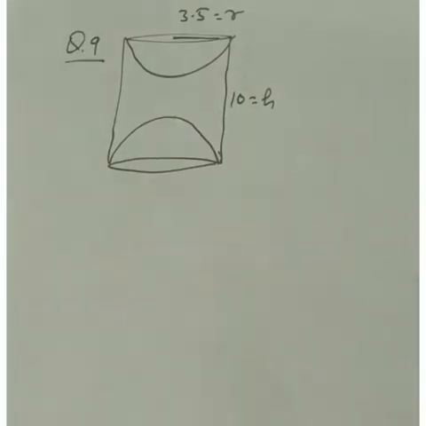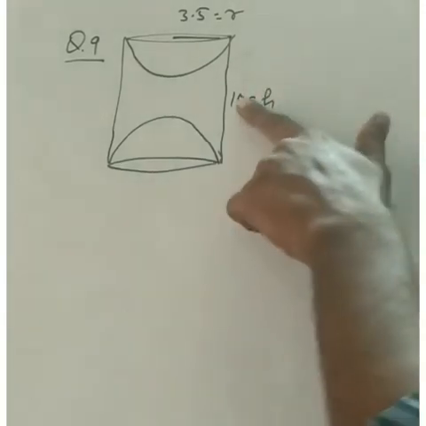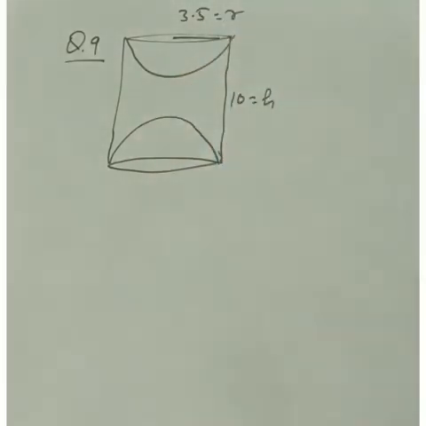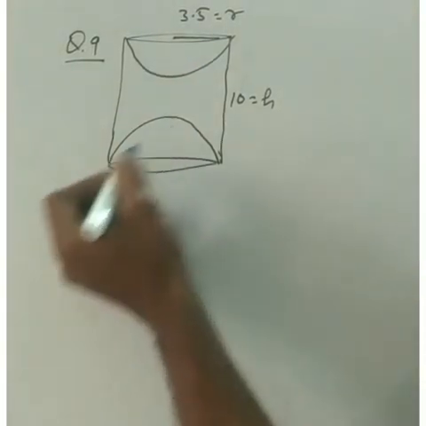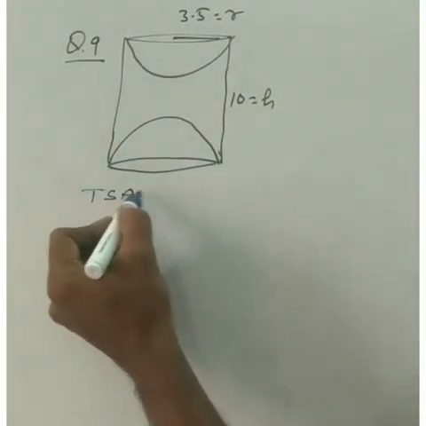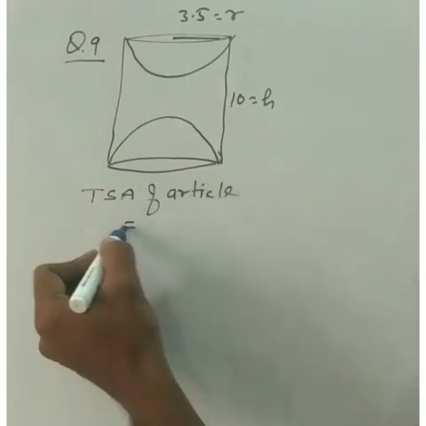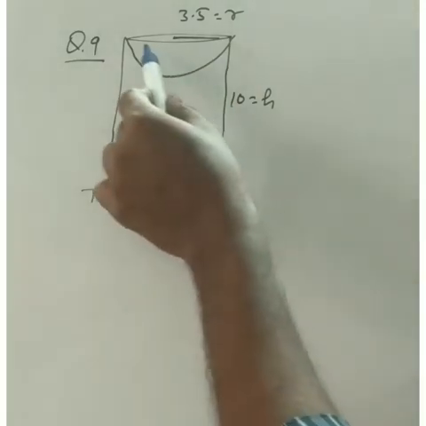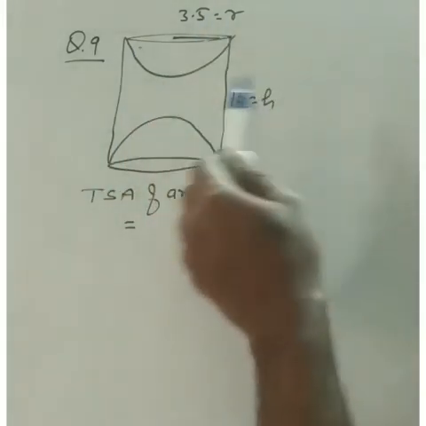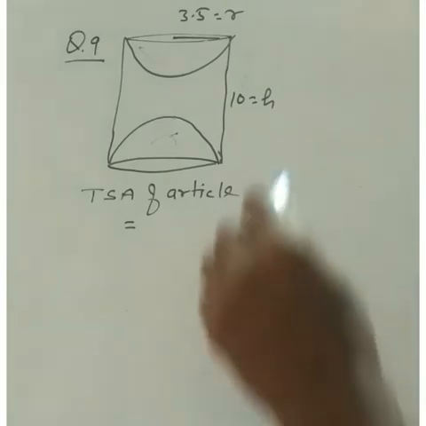Here it is given, from this solid cylinder, a wooden article was made by scooping out hemisphere from each end of the solid cylinder. Height is 10, radius is 3.5. We have to find out the total surface area of the article. TSA of article. This portion is scooped out. This is also scooped out.